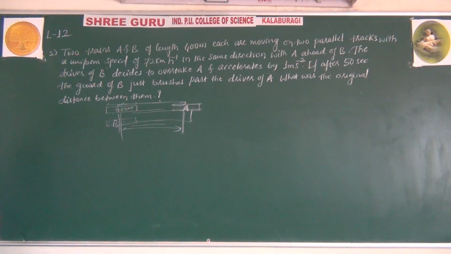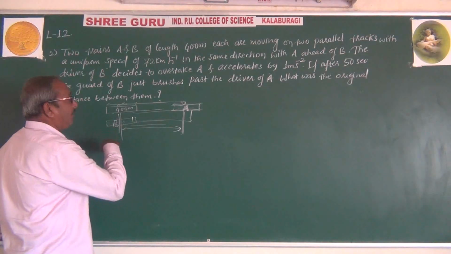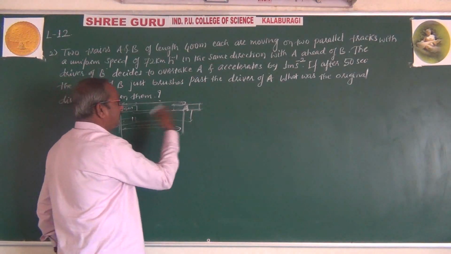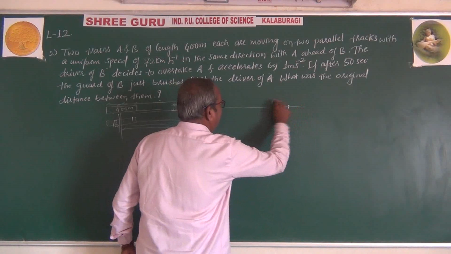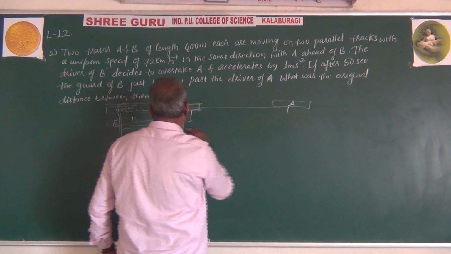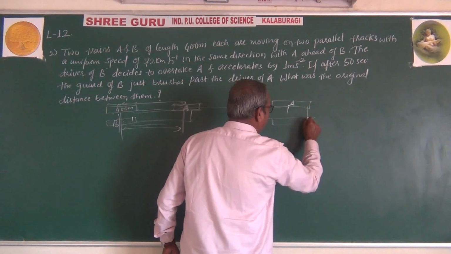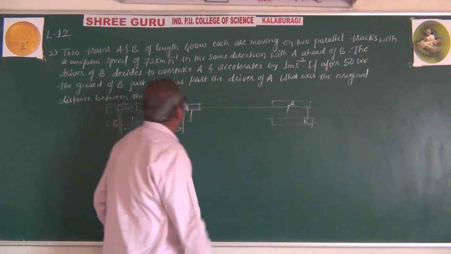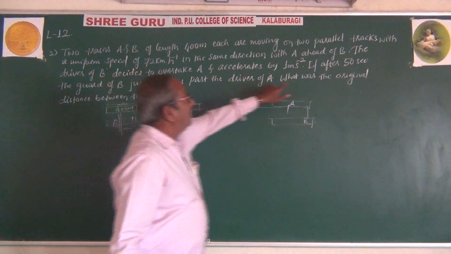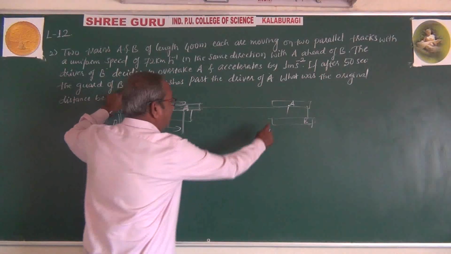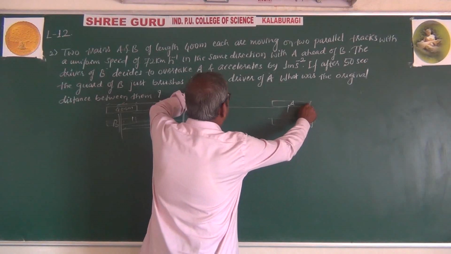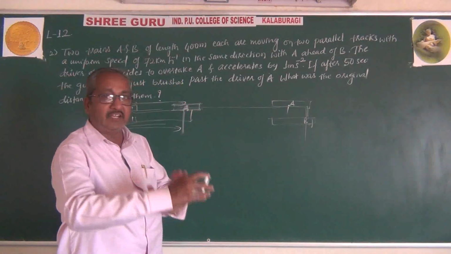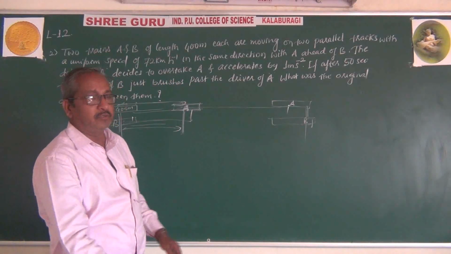If after 50 seconds the guard of B just brushes past the driver of A, that means A reaches this position, and B also reaches the same position because the guard of B just brushes past the driver of A. That means after 50 seconds, both will be at the same position.